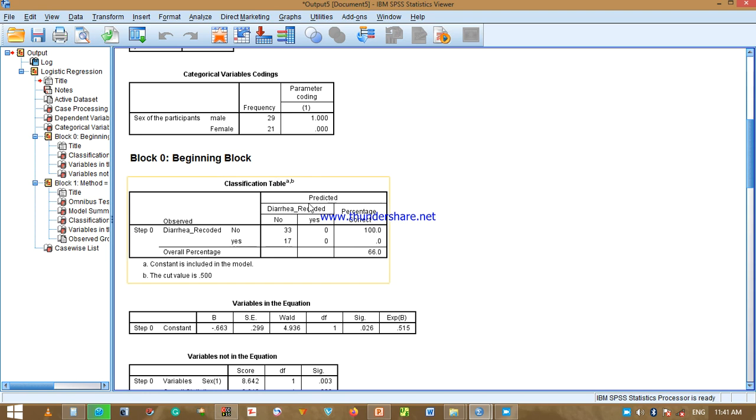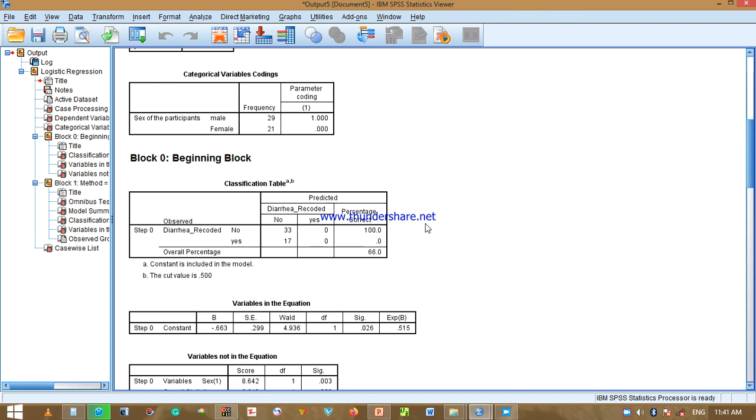What is block 0? Block 0 is a model that predicts the outcome without getting any information from the independent variable. Therefore, under block 0, the first table we see is the classification table.